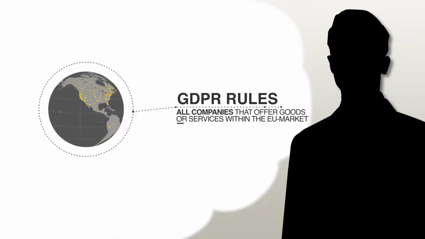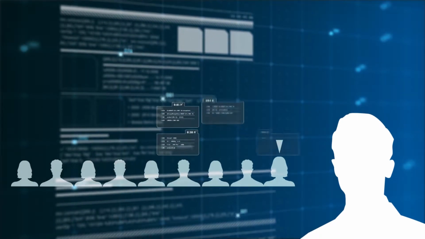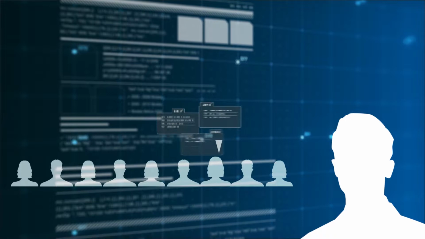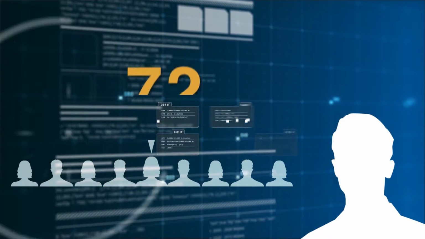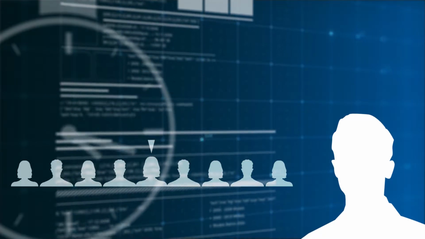GDPR rules apply to all companies worldwide that offer goods or services within the EU market. GDPR says that if your company leaks information about any person and puts them at risk, you have to notify the authorities and your customers within 72 hours. So you don't have any leaks in your system.